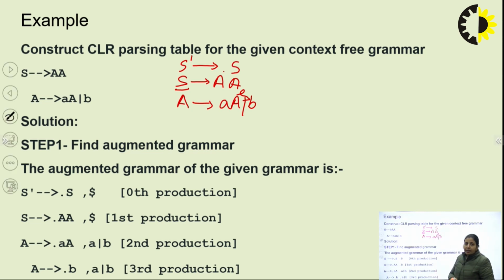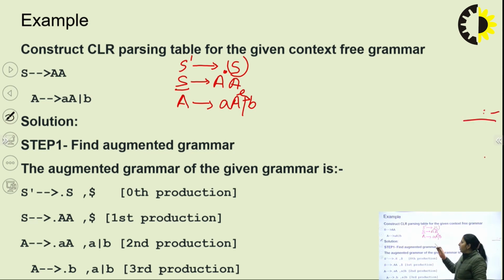Right, here we can see we have already added another production, that is S' gives dot S. Now what do we have to do? Dot precedes S. Then what do we have to do? We have to include all the productions that contain S.